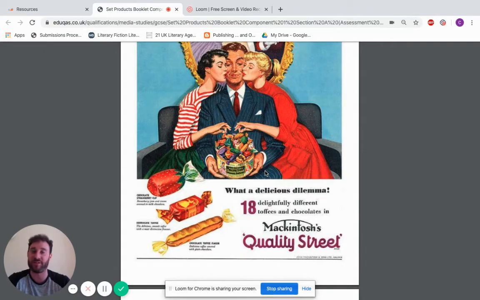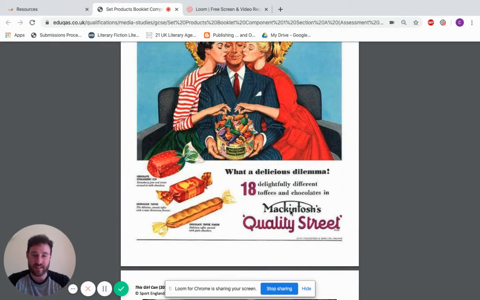You know, not horrible decisions, but nice decisions, because the war is over, rationing is over, and now you can afford to spend your money on luxury items, which in turn will elevate you in society. Which leads us again into the deep purple, the font, of course, all of this connoting this luxury. 18 delightfully different toffees and chocolates, 18 different chocolates.